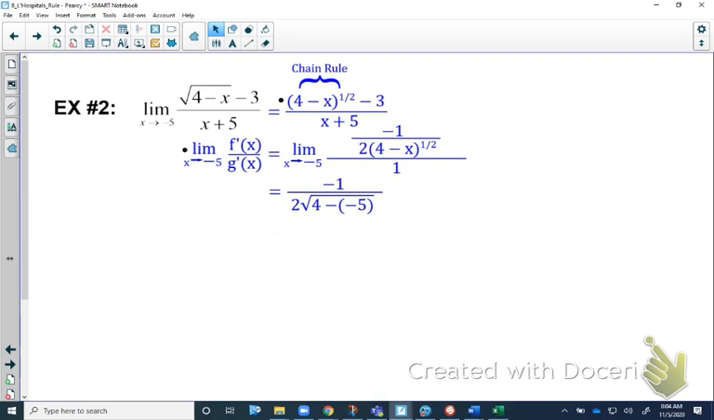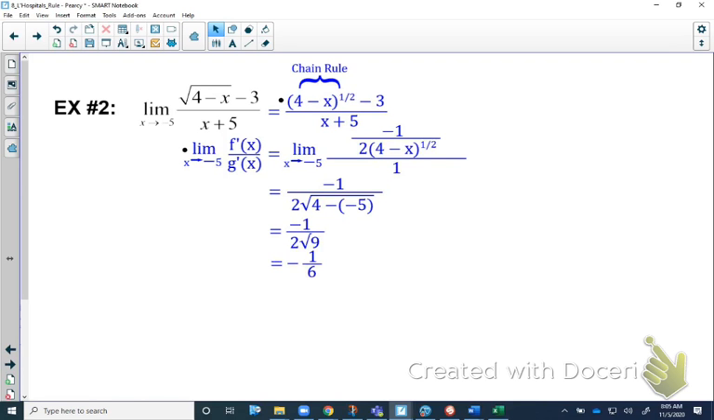If you want to leave it as an exponent, you understand 9 to the 1/2 power is just the square root of 9, great. That's fine. So we get -1 over 2 times the square root of 9, which is going to be a 3. So we wind up with a value of -1/6.